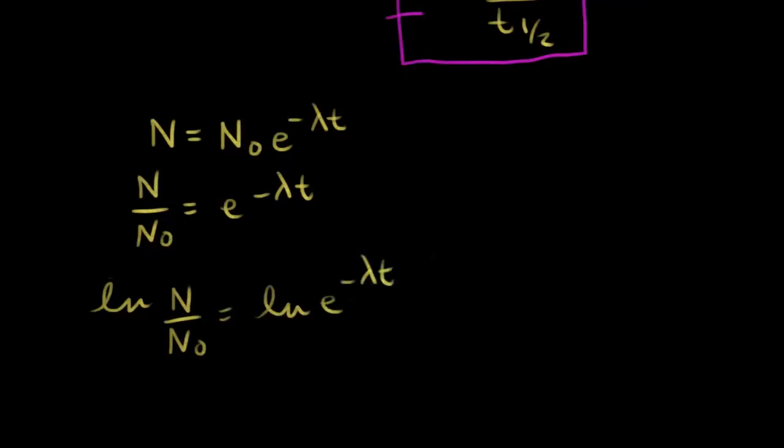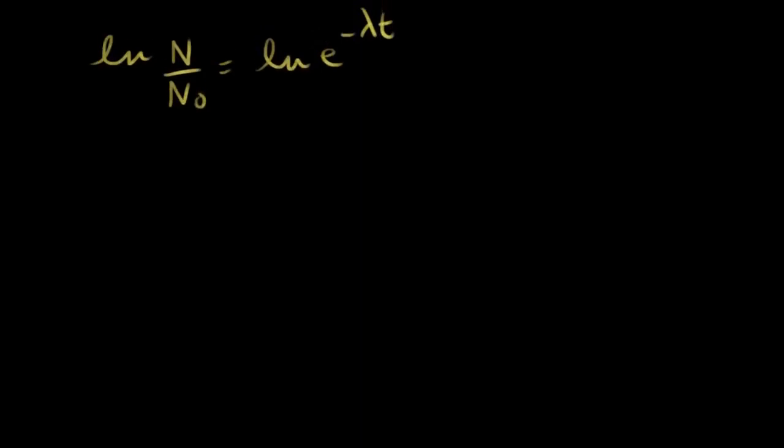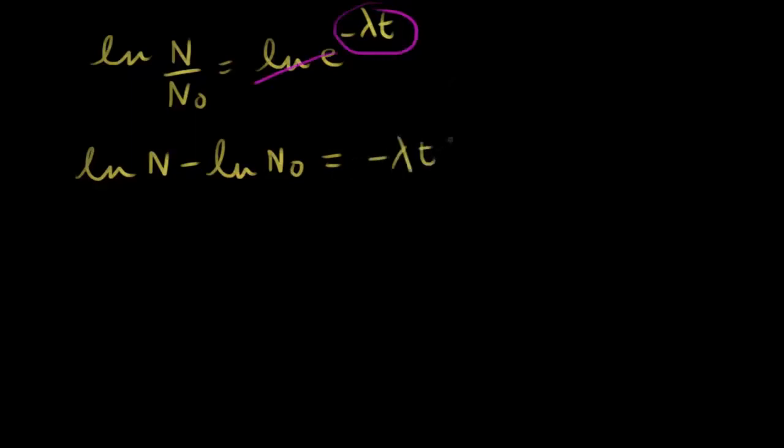t. All right, so on the left side, we have a log property. So natural log of N over N naught is equal to natural log of N minus natural log of N naught. And then on the right, this goes away, and we're left with this. So negative lambda t. So we have negative lambda t on the right side here. And if we just rearrange this, so let's just do natural log of N is equal to negative lambda t. So we're going to add ln of N naught to this side.